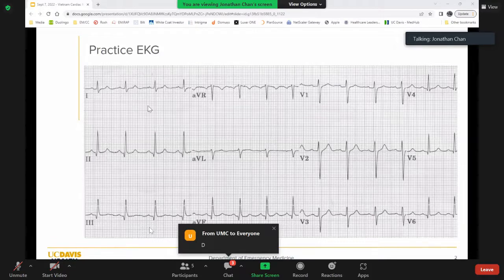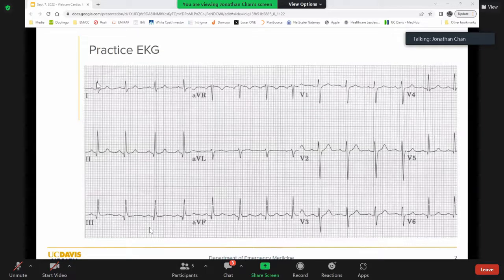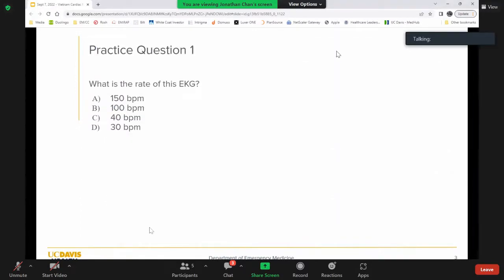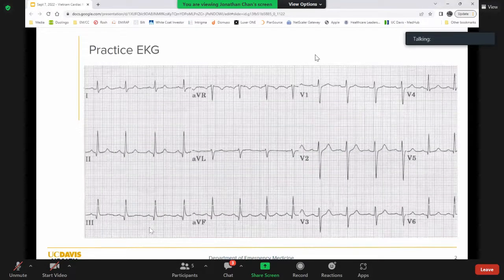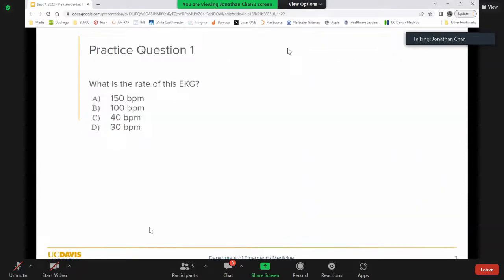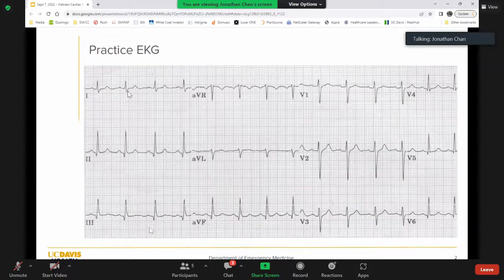So when we look at the axis, we can look at lead 1, which is right here, and we can look at lead aVF, which is right here. When we look at each of these, we see that this is a positive complex. The upper part is greater than the lower part right here. And right here, we see a positive complex too. The R wave here is bigger than the Q wave right here. And that means this is a normal axis EKG.